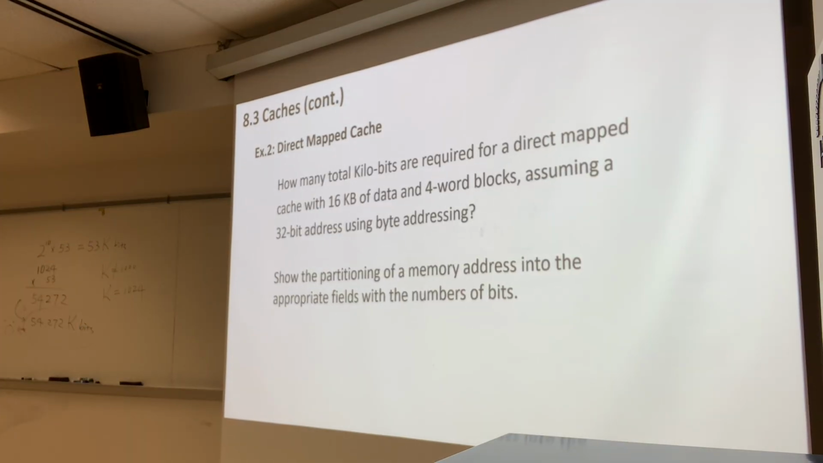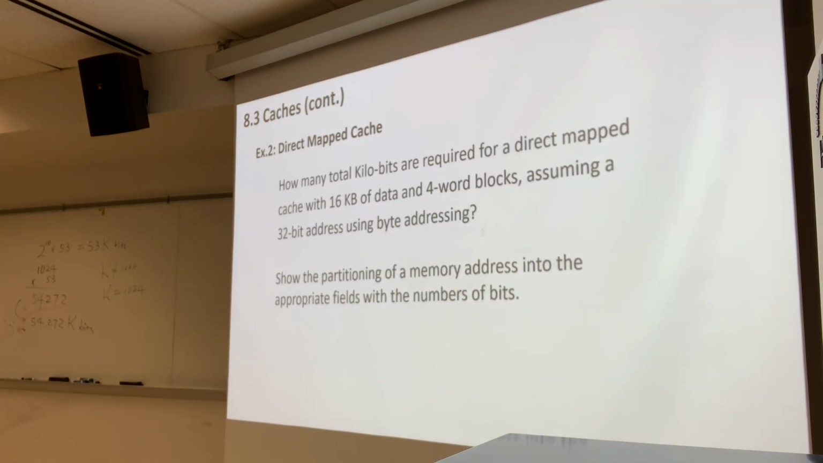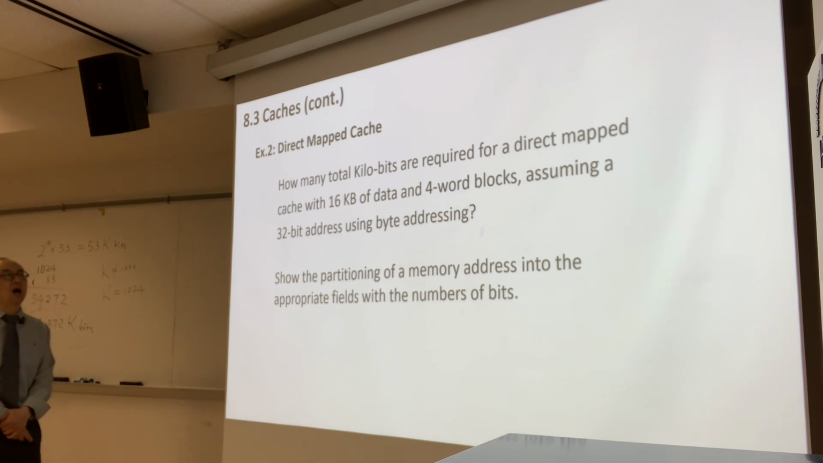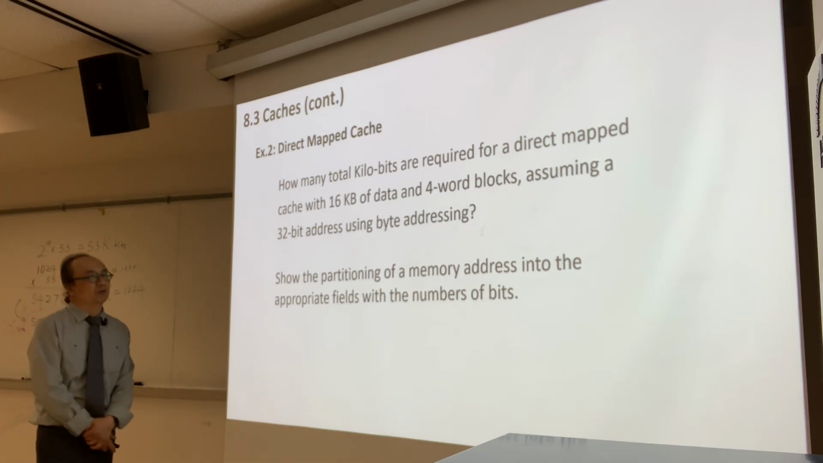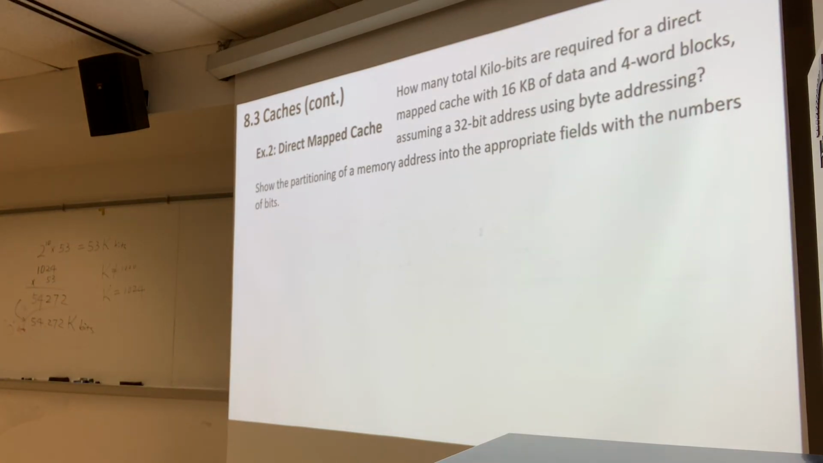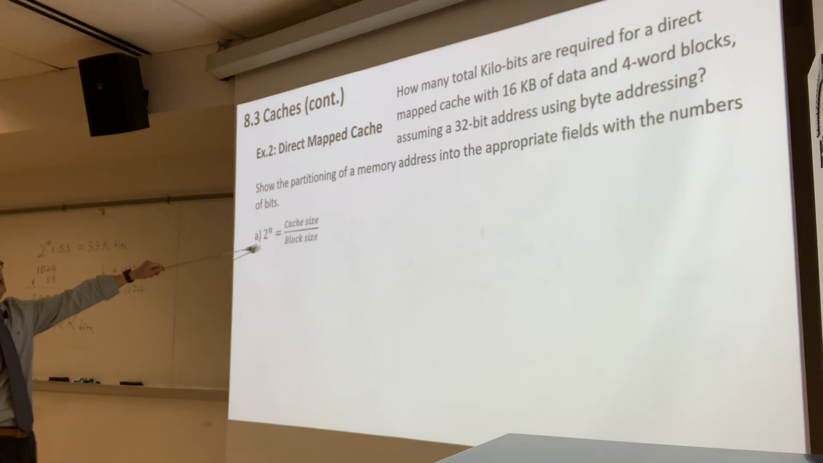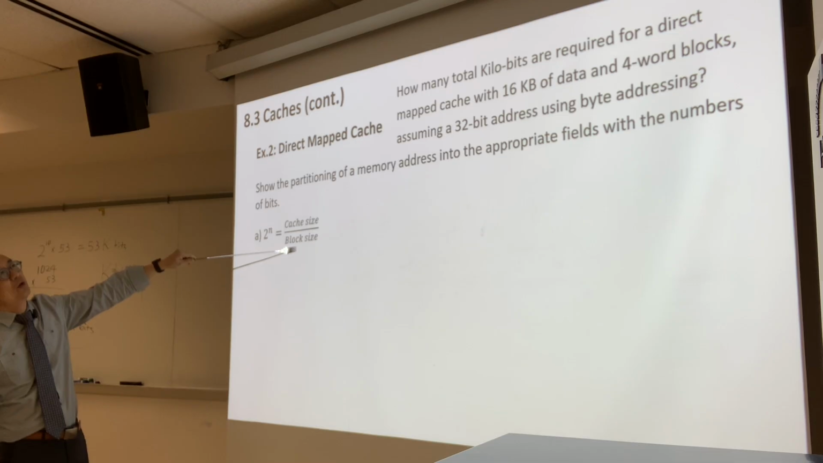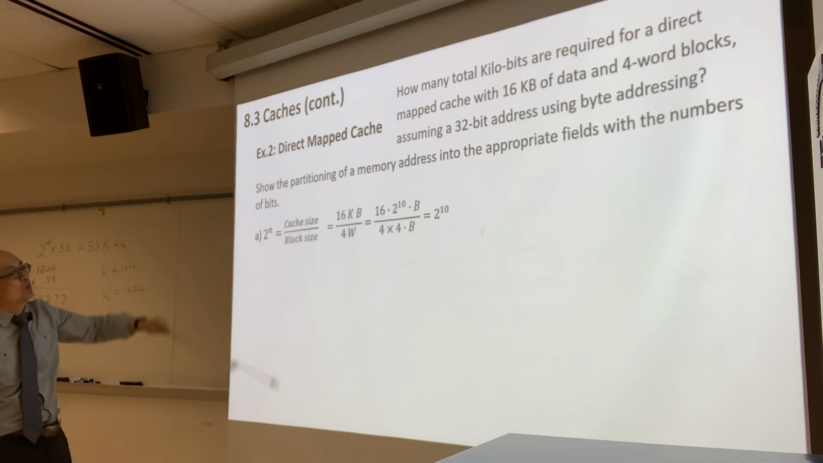Next, how many total kilobits are required for a direct map cache with 16 kilobytes of data and 4 word blocks, assuming a 32-bit address using byte addressing? Show the partition of the memory address. Okay, so let's do that. The first one is 2 to the n equals cache size over block size. What's the cache size? 16 KB, and then block size 4 word block.